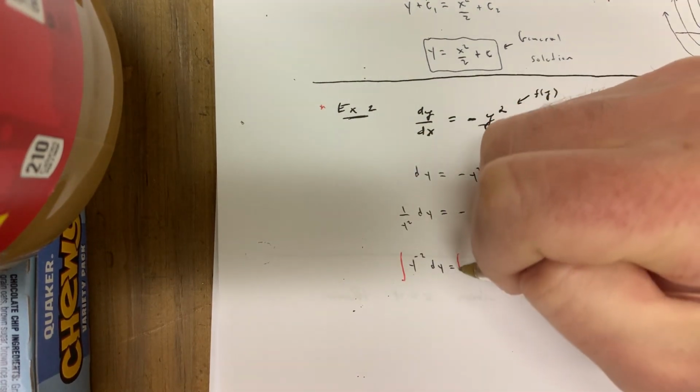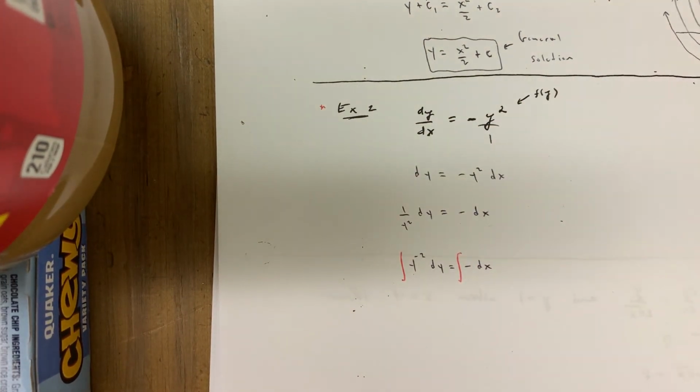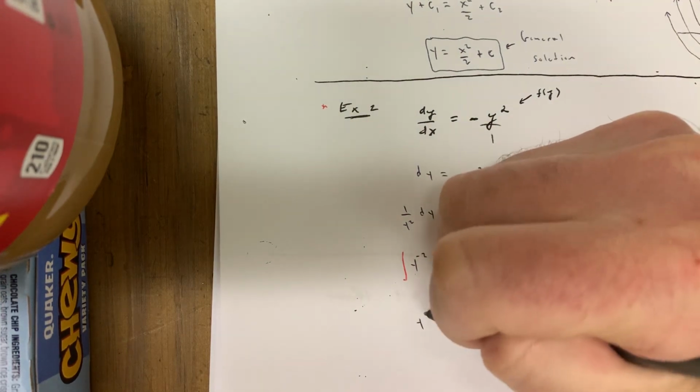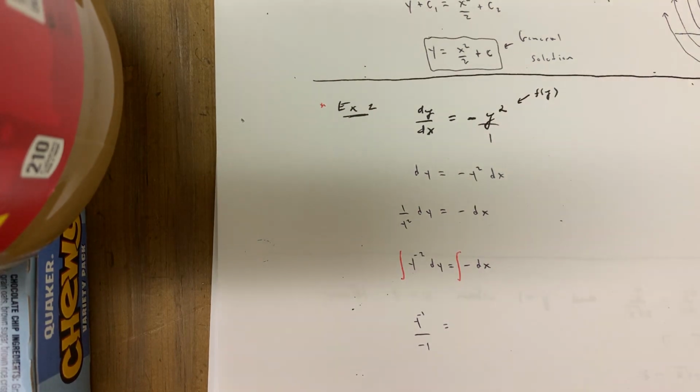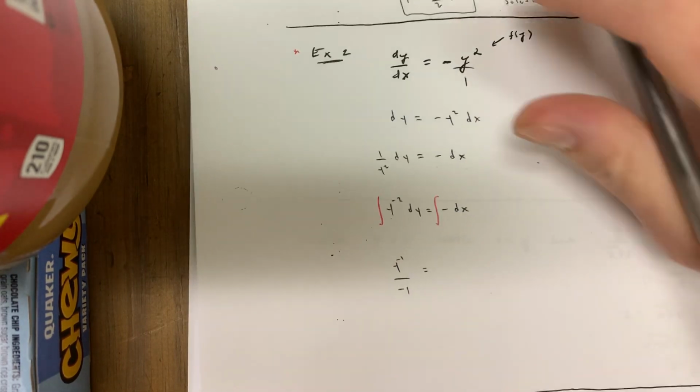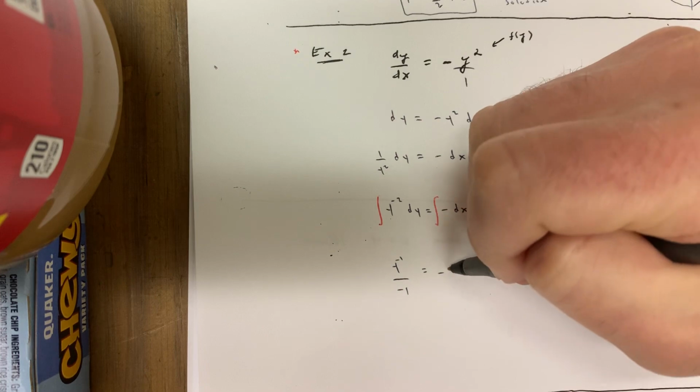Okay, so let's integrate both sides. Okay, if you integrate y to the negative 2, add 1 to the exponent, divide by that number. Don't put the plus c, okay? We're just going to move him to the right-hand side. You're never going to have to worry about that plus c on the left. Integrate negative 1 with respect to x. That'd be negative x plus c.